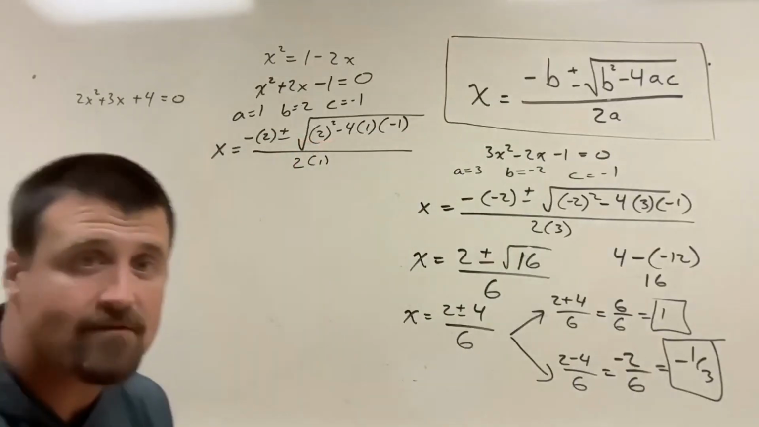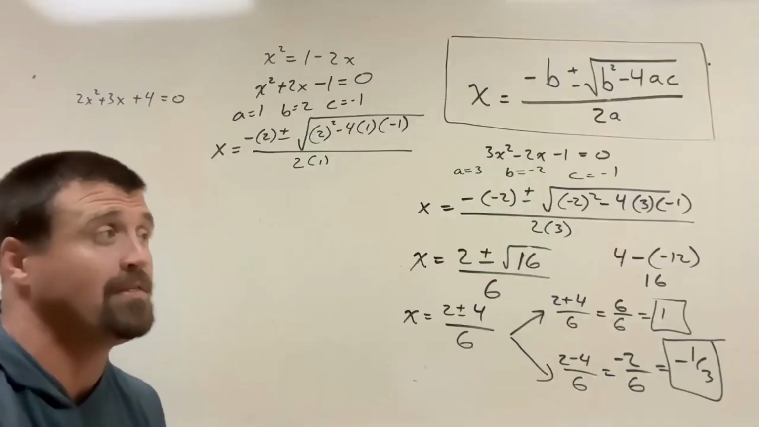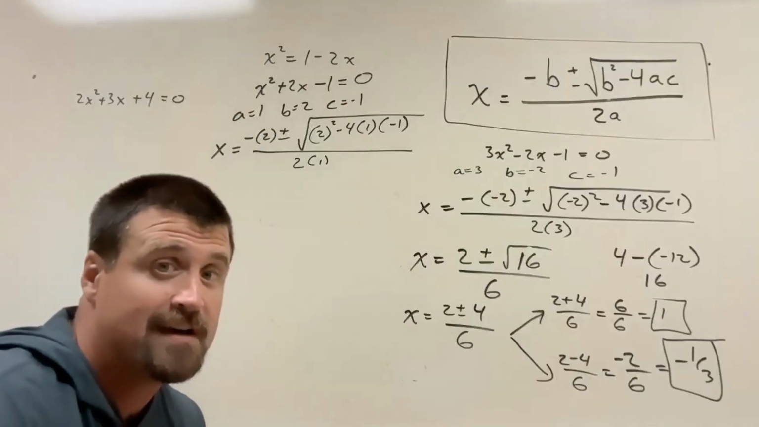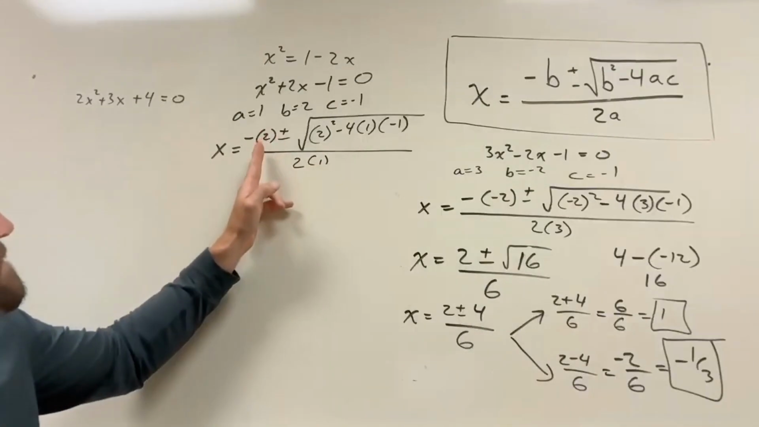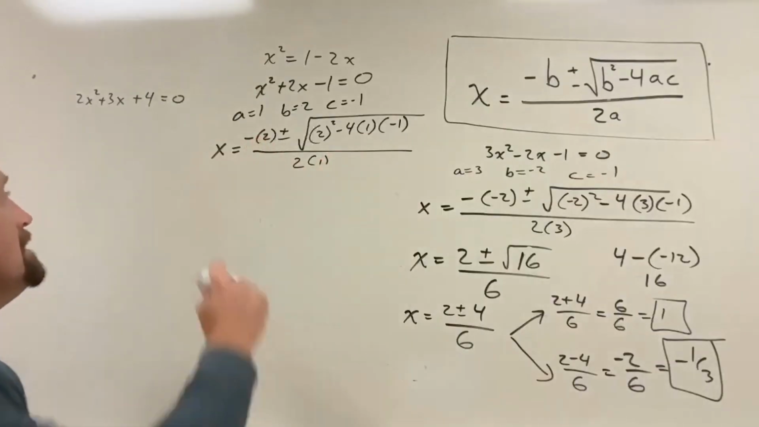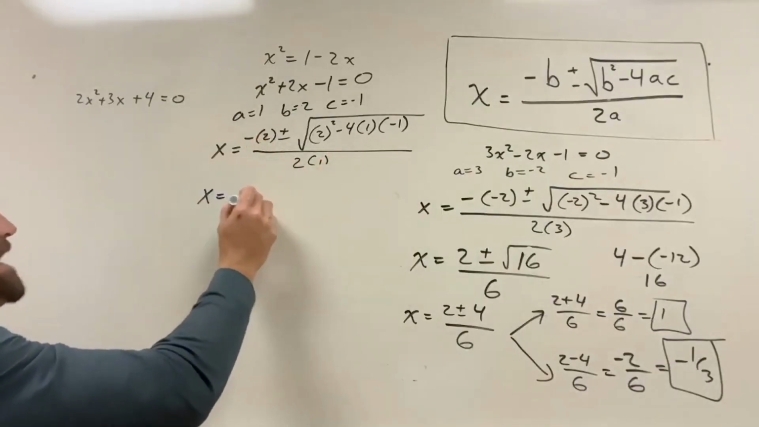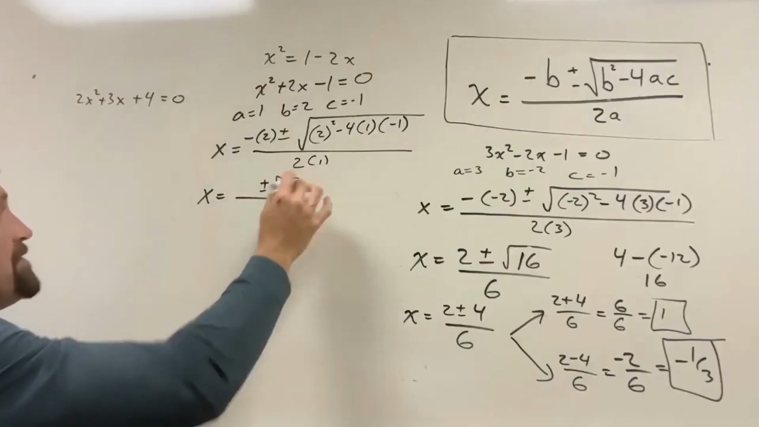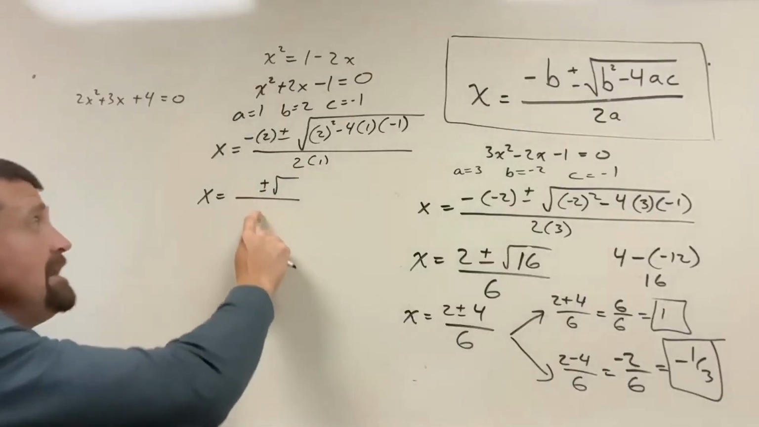Okay, and again, I plug everything in without substituting, without simplifying first, and then I'm going to simplify it in 3 pieces. This part, this part, this part. So my next step's always going to look the same. Still going to have the plus or minus square root, and I'm just going to fill in these 3 blanks.